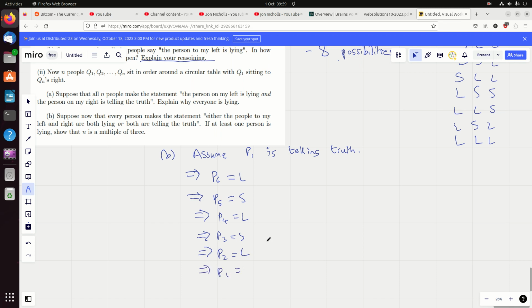Now the key thing is P1 is telling the truth, and so he should be a saint, because we assume P1 is telling the truth, and so this is consistent, yeah? On the other hand, which you might abbreviate to OTOH, I've seen step solutions abbreviate on the other hand to OTOH. Assume P1 is lying, yeah?